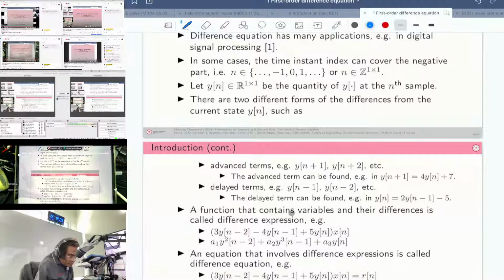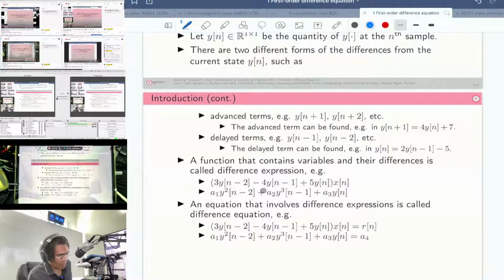This is only the difference expression, the expression that has delay of 2, delay of 1. You have to notice that if it is the positive side here, it's known as an advanced term. But if the notation here is on the negative side, it means we have delayed terms. Negative means delay. Positive side means advanced.